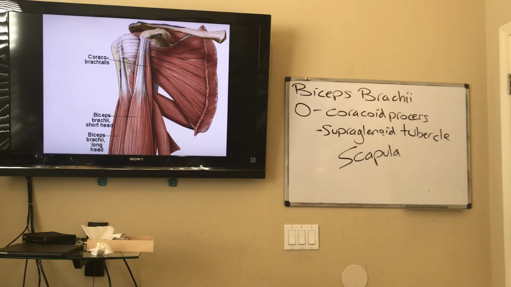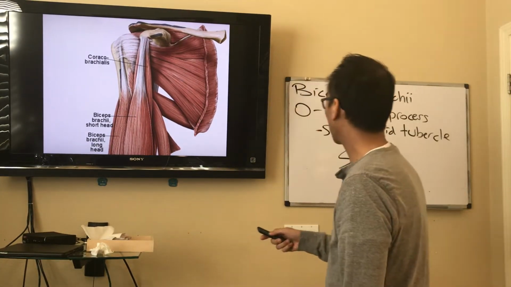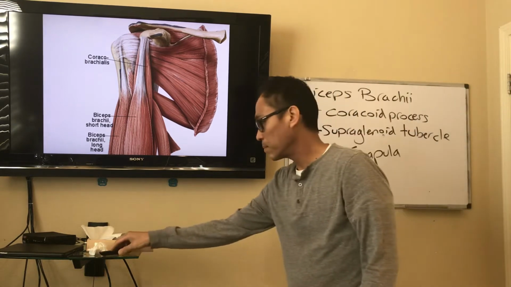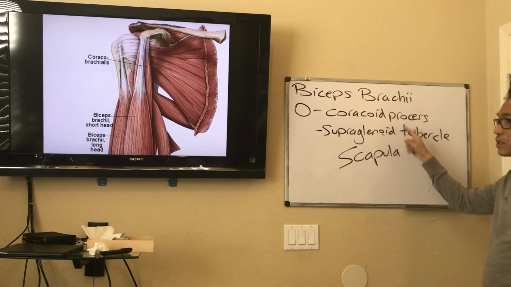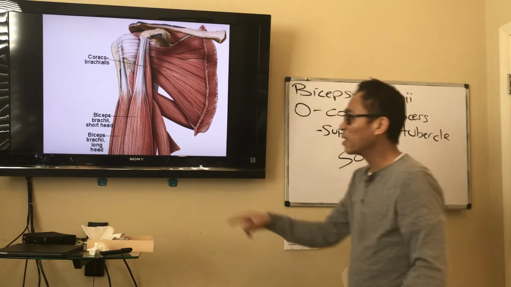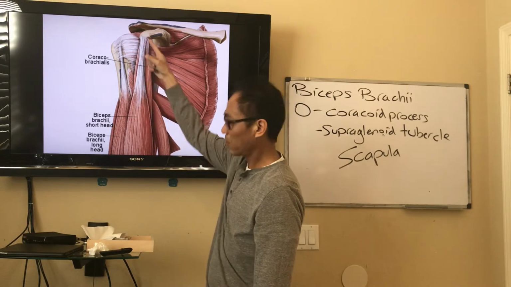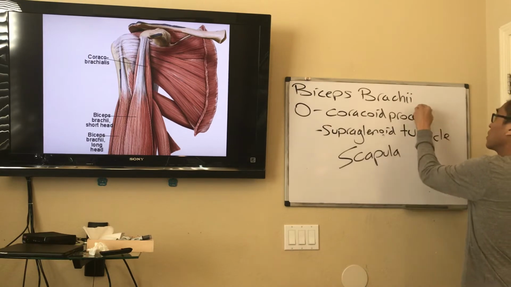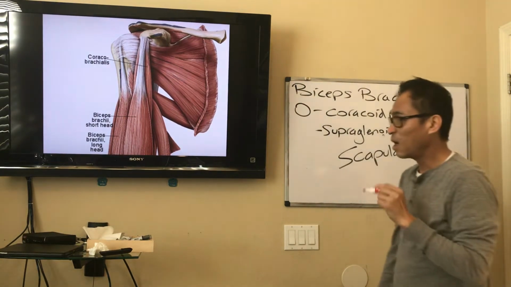Moving on, I just want you to see those two origins on an actual picture here. The coracoid process, something you should know, is the origin for the short head. Here's the short head. You should be able to identify the short head. It goes up there to the coracoid process. I'll just put "short" for the short head.